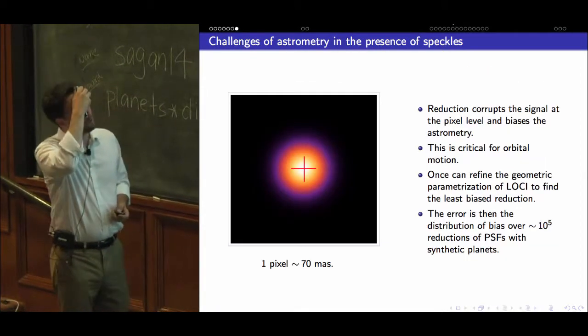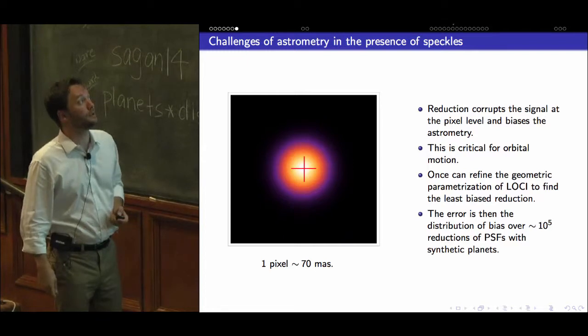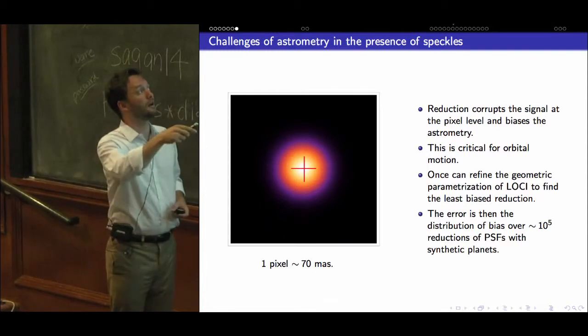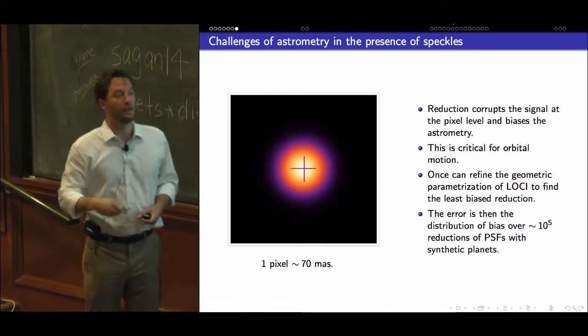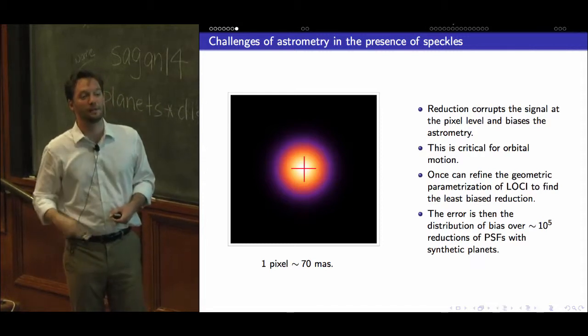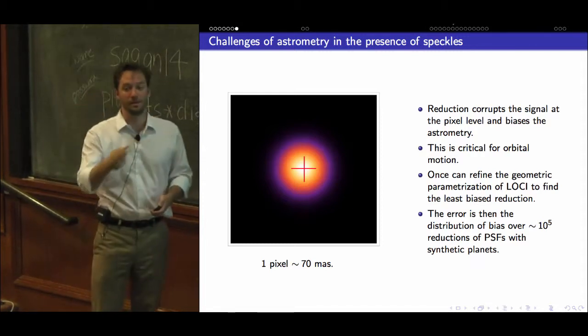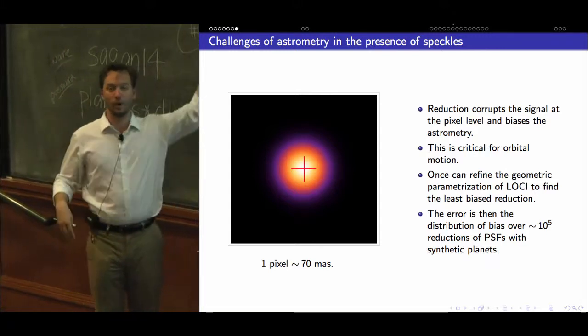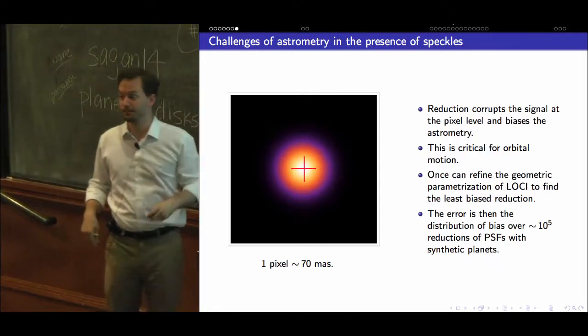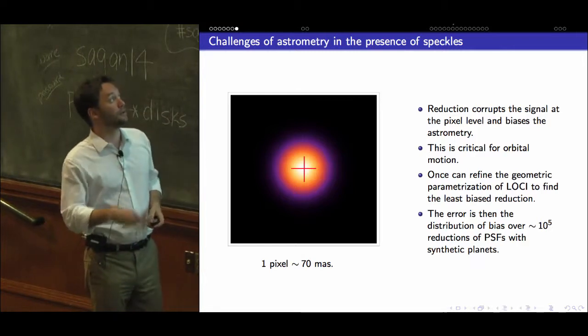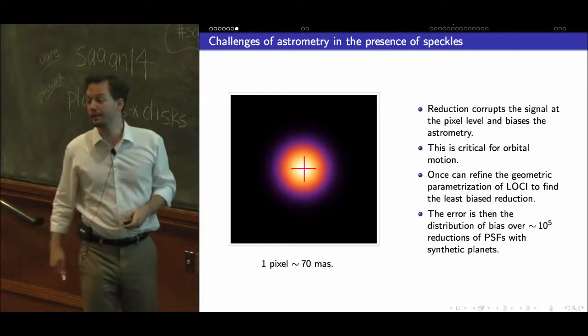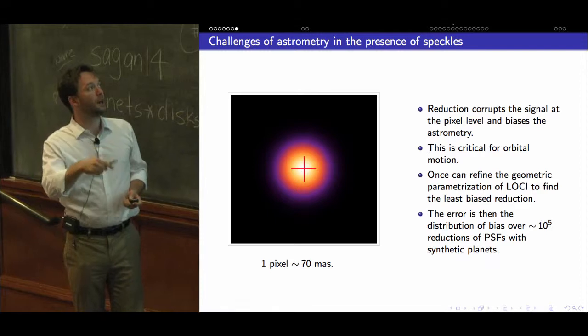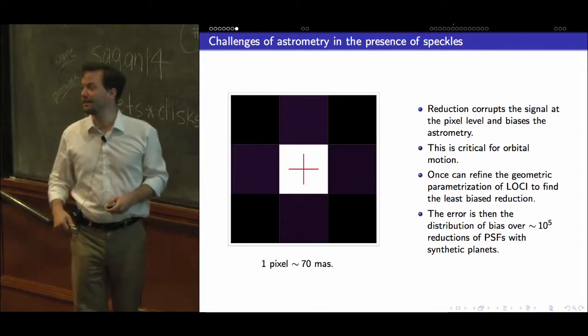So why is it hard? Is there a little cartoon? So assume that you have a planet here in your detector, and you have speckles that are 20 times brighter than that. So of course you don't see it in your reduced image. And you're running your reduction, whatever algorithm I talked about 2 days ago. And you're just trying to get the centroid of this blob here. Of course, you don't have a blob. You have something that's pixelated.